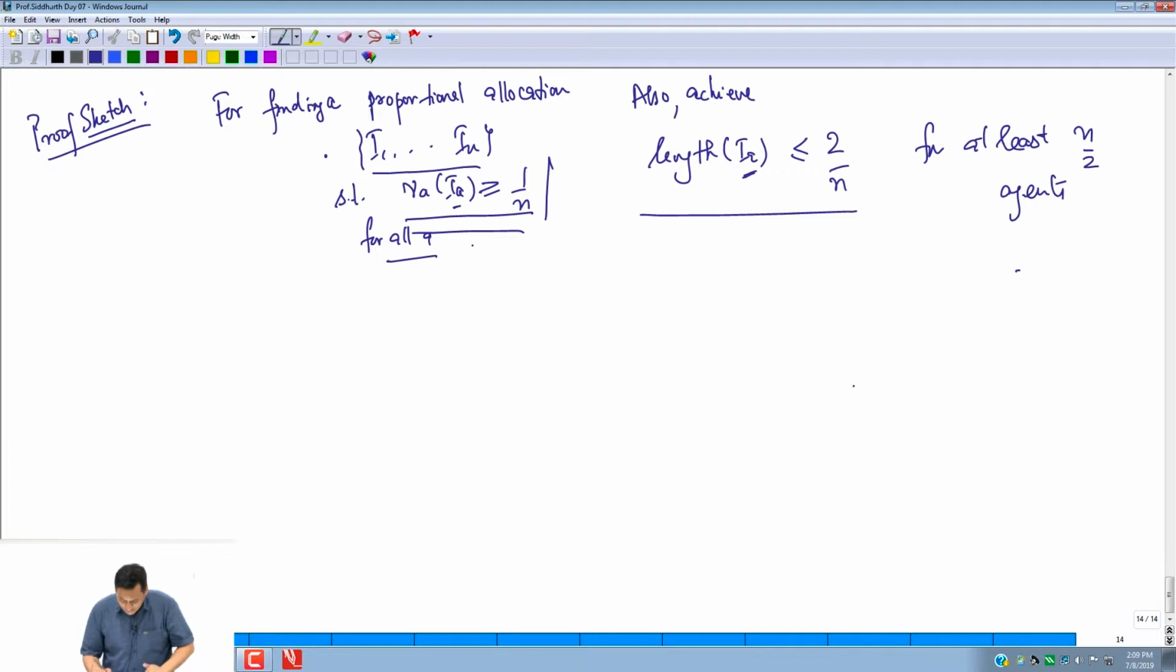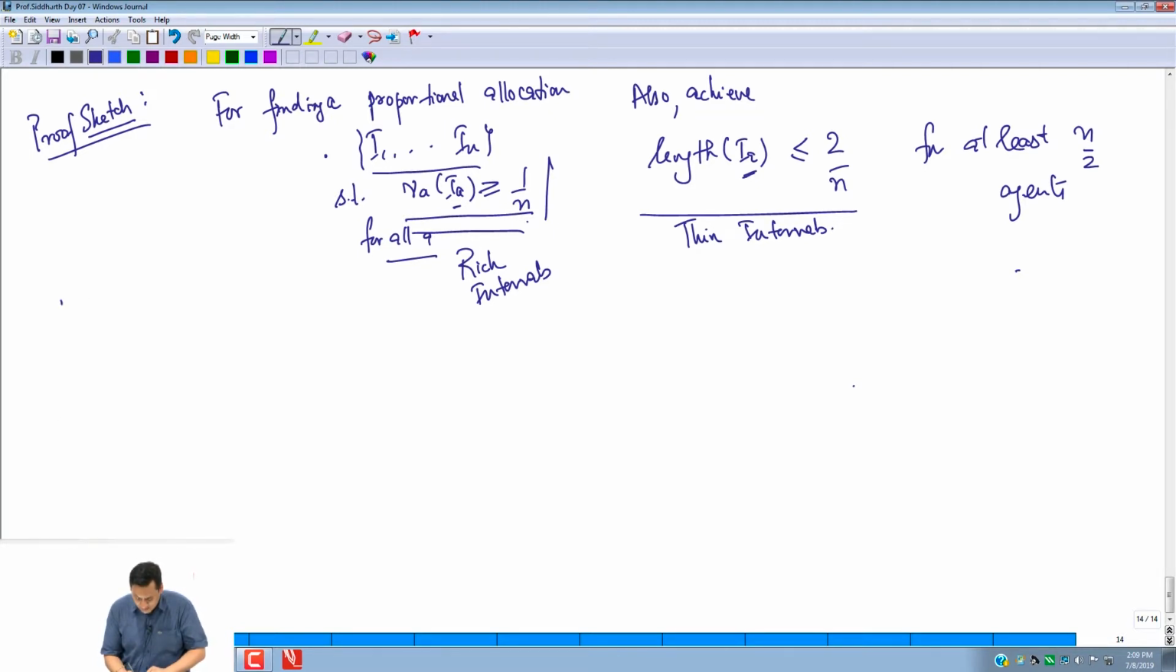So, the term used in the proof of Edmonds and Pruhs is that these are what are called rich intervals that achieve a value of 1 over n. Intervals of length less than 2 over n are called thin intervals. That's the jargon they use.